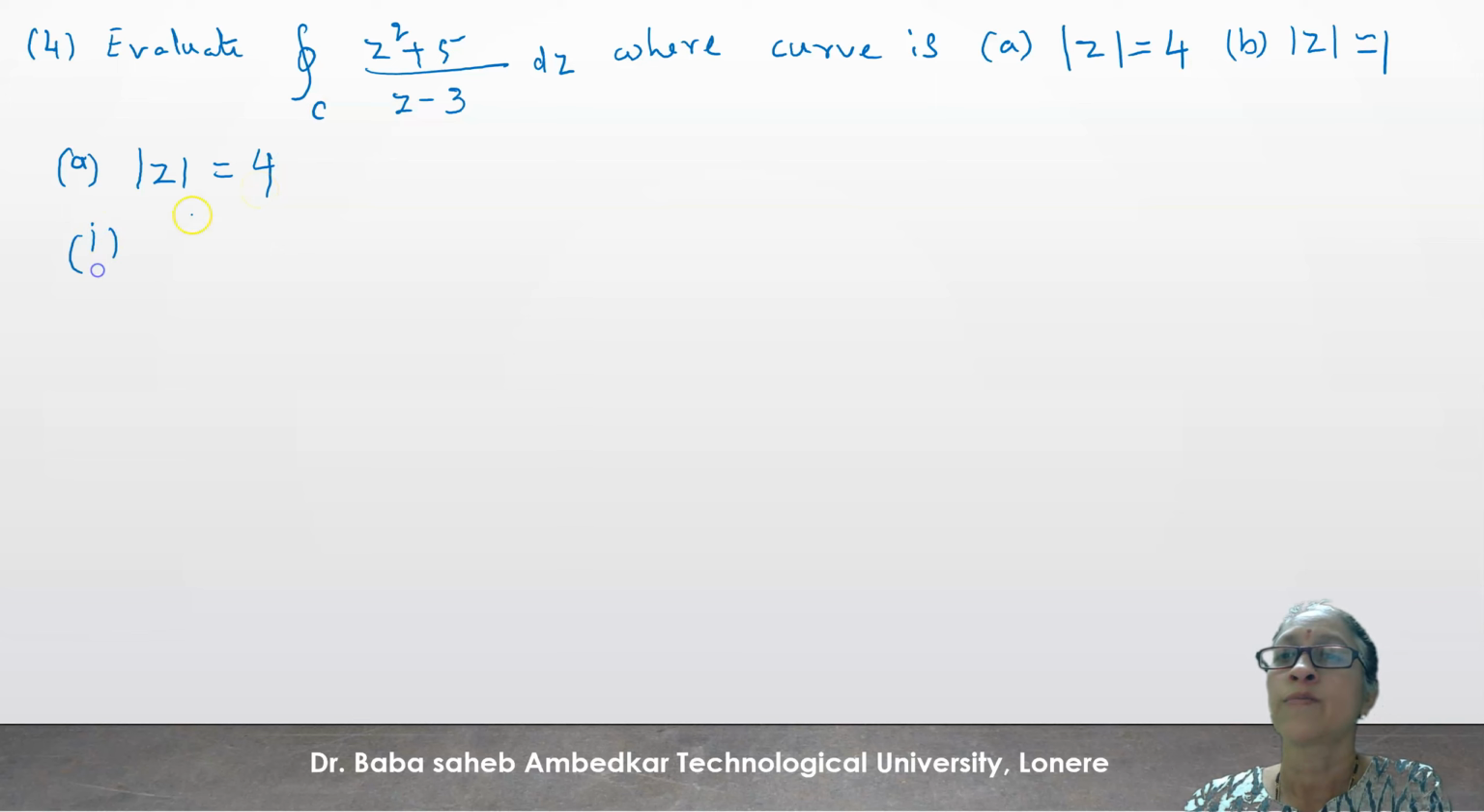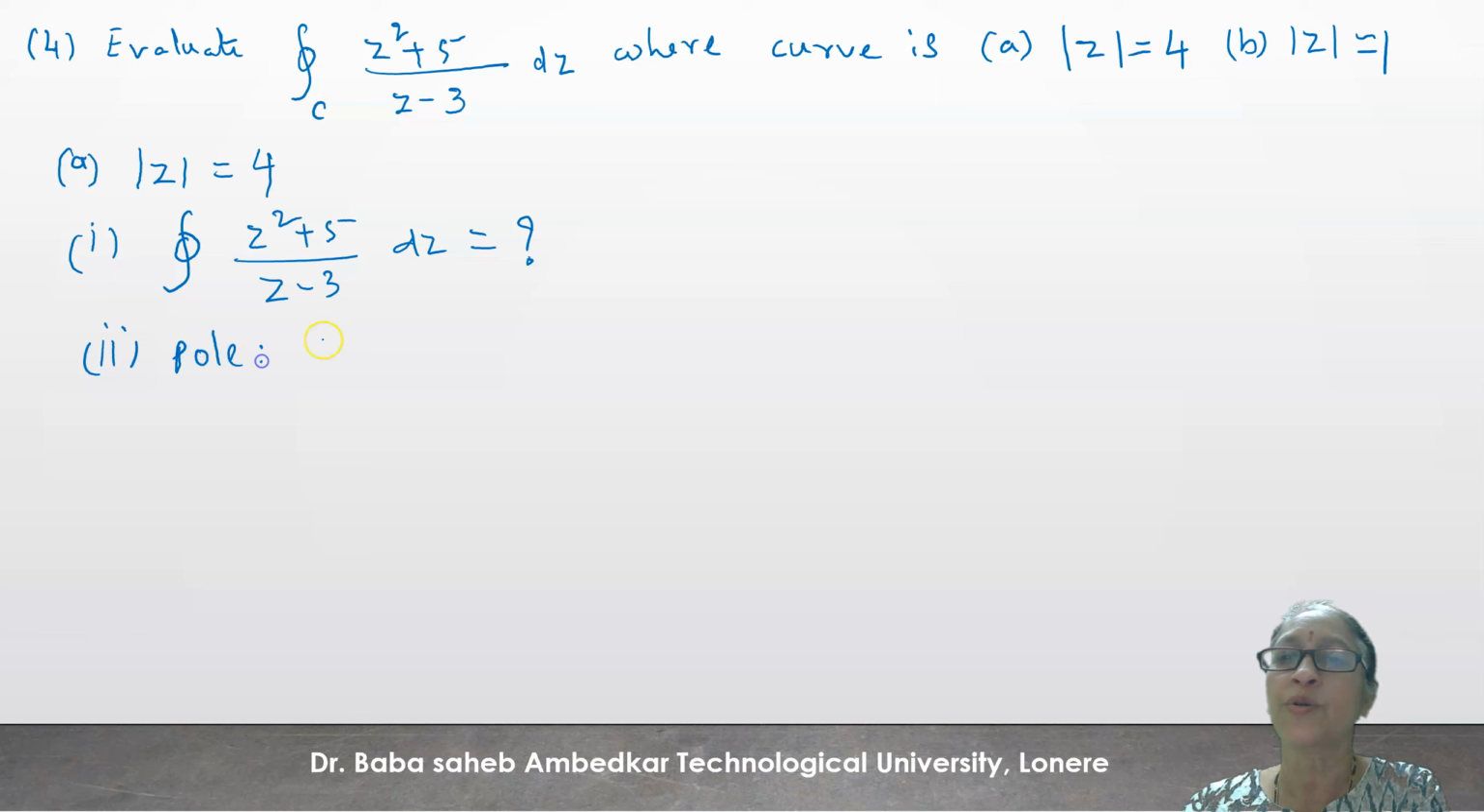Now we have to evaluate the value of this integral, for this one, mod z equal to 4. So first we have to find poles by equating the denominator to 0. Here only one pole is there, z minus 3 equal to 0, that means z equal to 3. z equal to 3 is the pole.